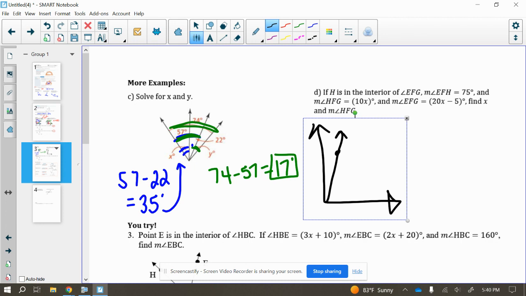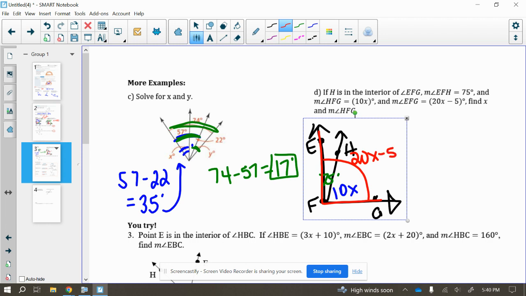on the interior of our angle, and we have EFG as our big angle. Okay, H is on the interior. EFH, this little angle here is 75. HFG, this angle here is 10x. And then the whole angle, EFG, this big angle here, is 20x minus 5.